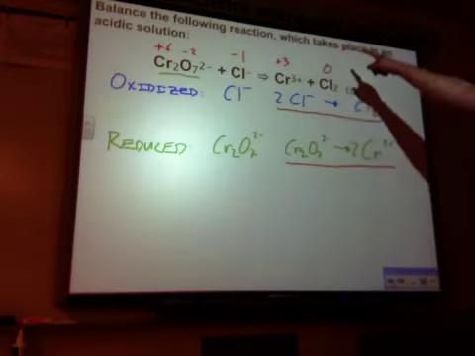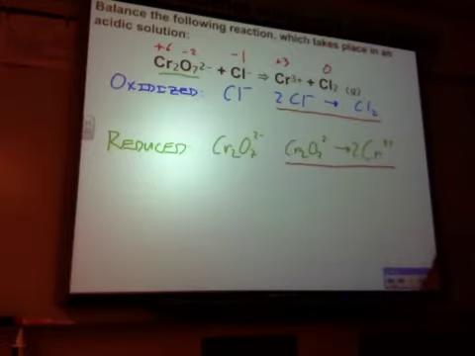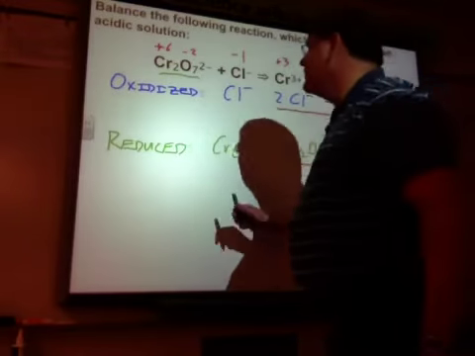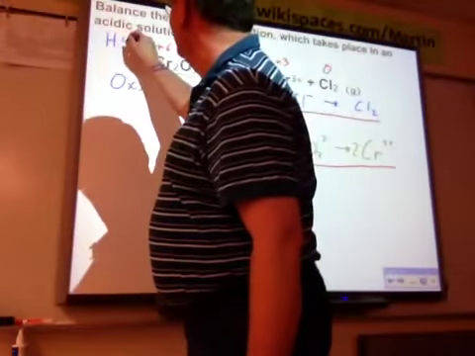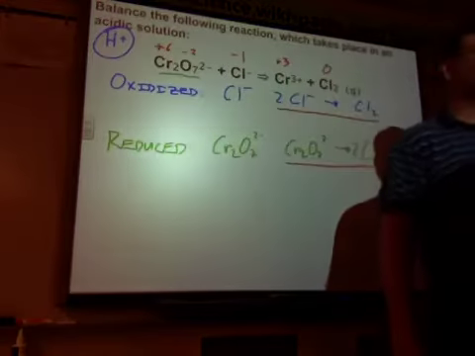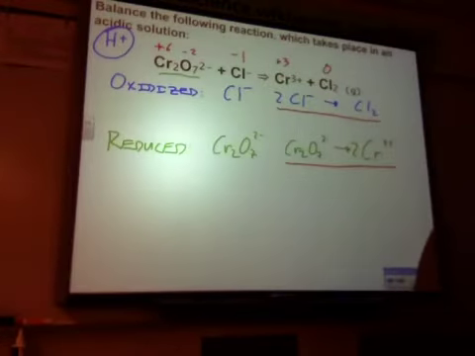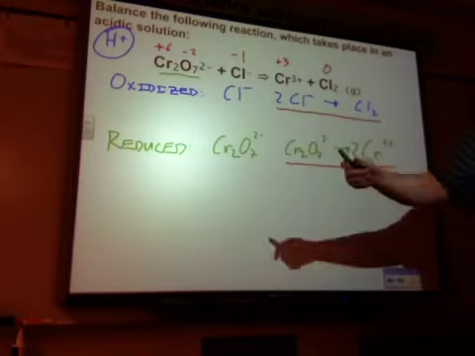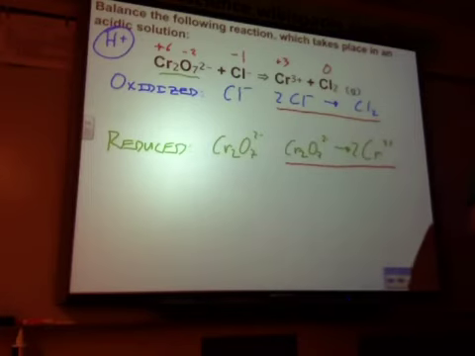Balance the following reaction which takes place in an acidic solution. What does acidic solution mean? It means you have H plus floating around here. Basically, it means you have as many available H pluses as you need. So you have plenty of them. What about water? Well, if it's in solution, you've got all the water you need too.